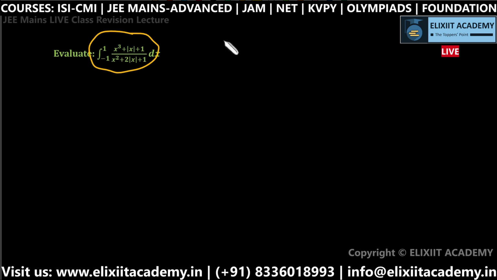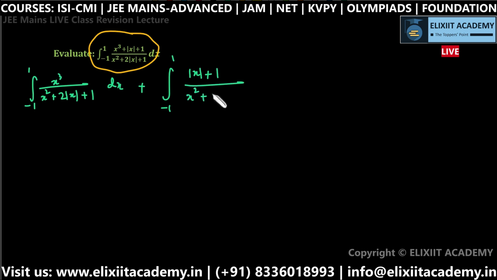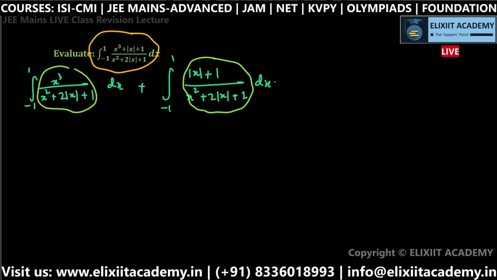First, in this case, let's divide this integral into two parts. One is this part, integration from minus 1 to 1 of x cube upon x square plus 2 mod x plus 1 dx. Another part is integration from minus 1 to 1 of mod x plus 1 divided by x square plus 2 mod x plus 1 dx. Okay. So now we have two functions. We are going to analyze these two functions now.